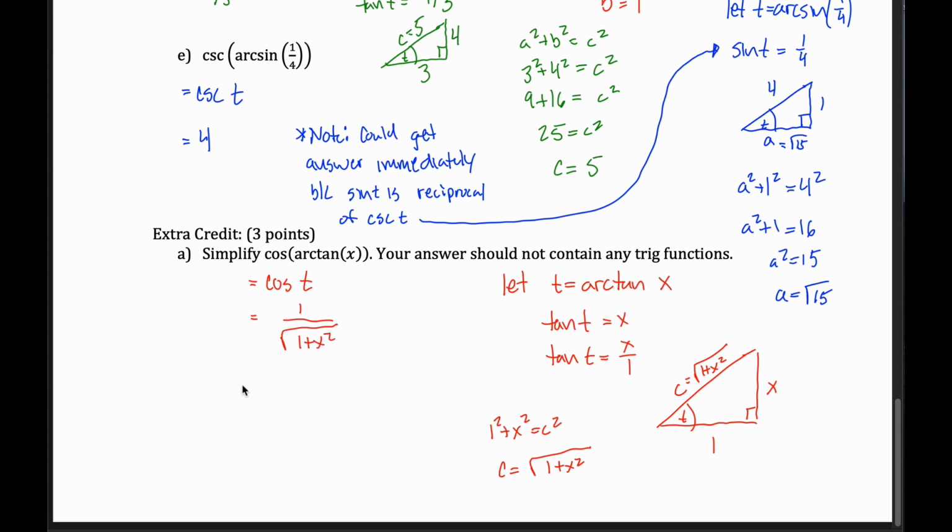This is a perfectly acceptable answer. However, if you feel like rationalizing the denominator, you could multiply the top and the bottom by the square root of 1 plus x squared, and that would give you the square root of 1 plus x squared divided by 1 plus x squared. Either of these are totally acceptable and would get you the extra credit.